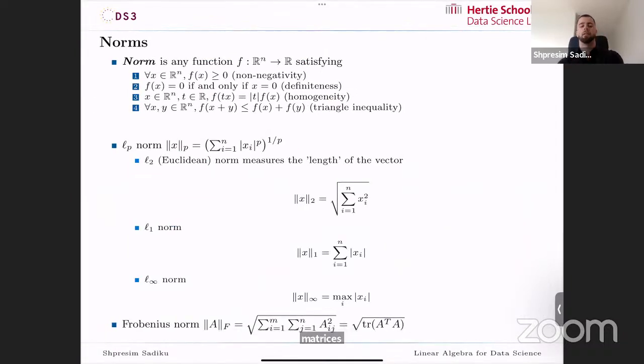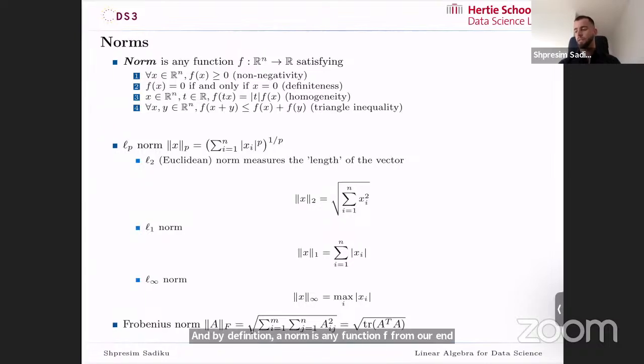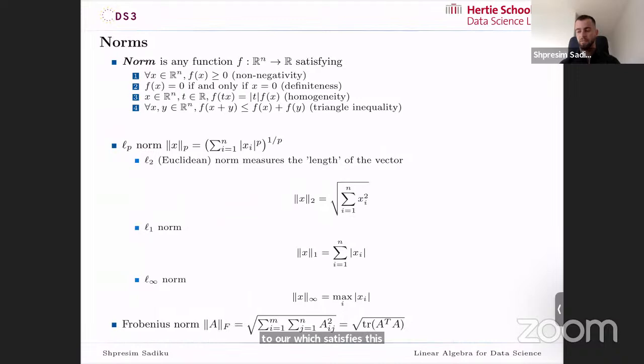All right, another very important definition that is used a lot in data science is the definition of norms. By definition, a norm is any function f from Rn to R which satisfies these four conditions. The first one is that for all x in Rn, f of x is non-negative. The second condition is that f of x is equal to 0 if and only if x is 0. This is the so-called definiteness property.